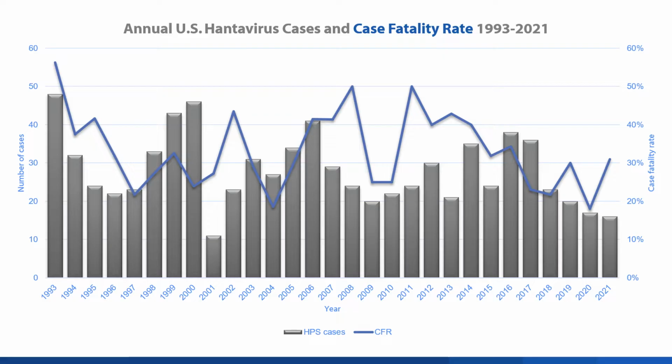The 1993 through 1994 outbreak and the 1997 through 1998 outbreak followed El Niño years. The blue line depicts the annual case fatality rate. Although the case fatality rate varies each year, it has been fairly consistent, averaging around 33%, except in 1993 when hantavirus was first described.